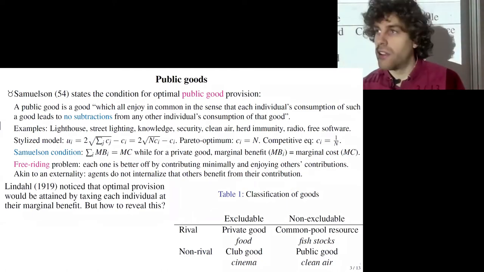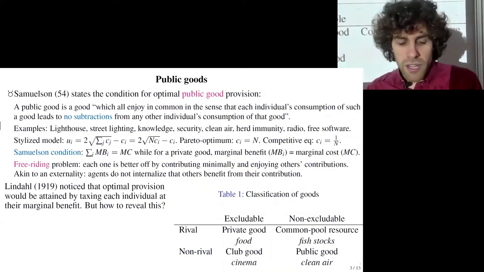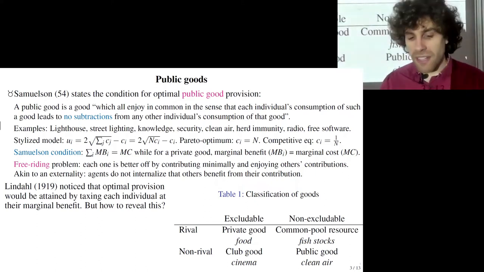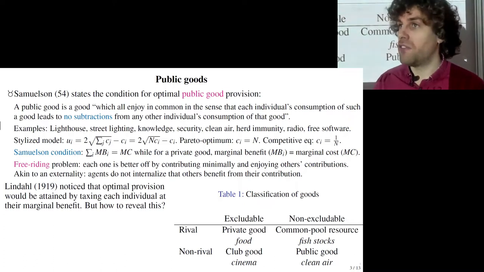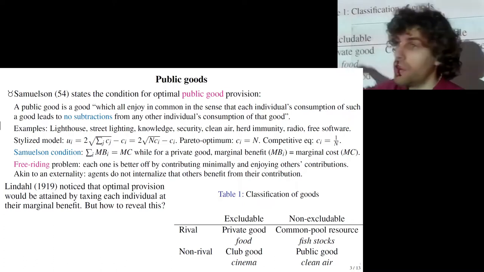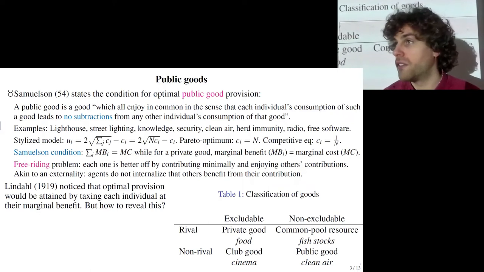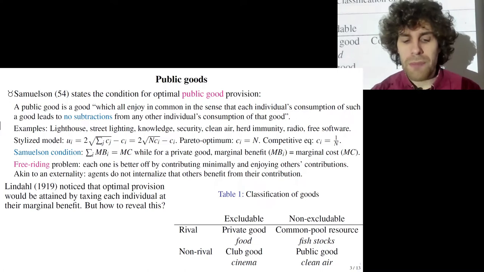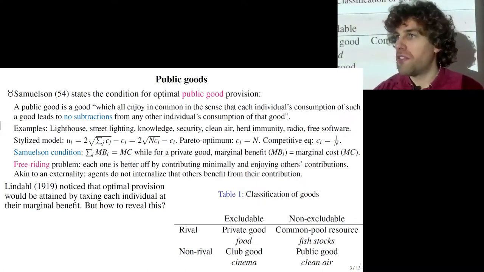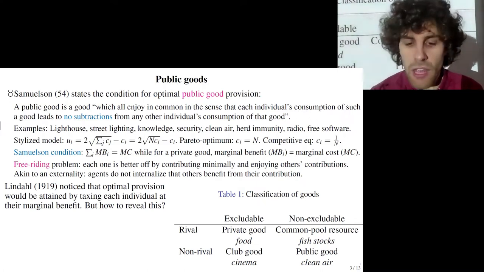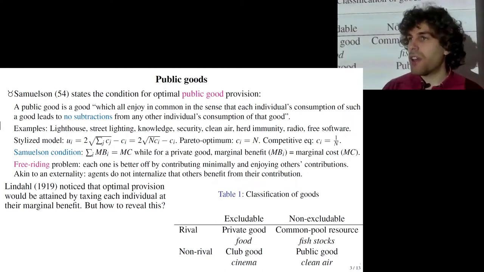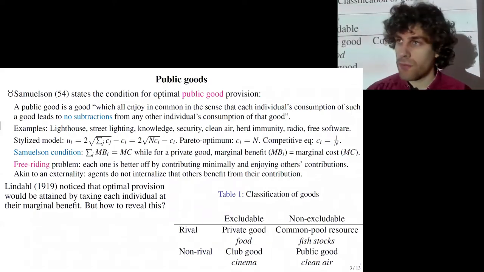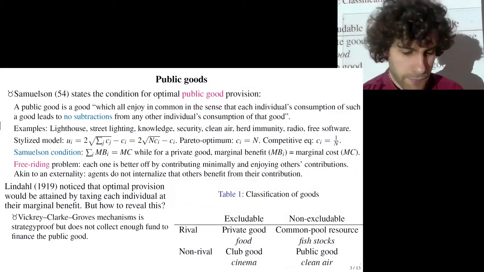Lindahl, in the early 20th century, noticed that the optimal provision of a public good could be attained by taxing each individual at their marginal benefits. According to this formula, you would get the sum of marginal benefits as the tax, and this would finance the public good. The problem is, how can we reveal the marginal benefits of people? People will have an interest to lie and say that actually they don't benefit from the public good, so that they let the others pay.